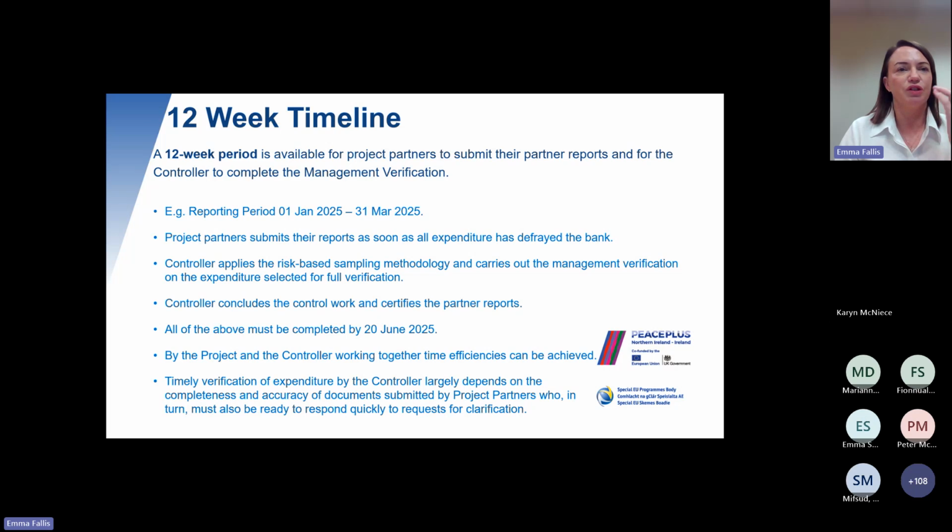So there's 12 weeks available there, but by the controller and the partner working together, there are time savings that could be achieved. So it's important to get into a good organised way of working with your controller to take any time savings that you can within that so that you get paid quicker. So timely verification of expenditure by the controller largely depends on the completeness and accuracy of documents submitted by the project partners, who in turn must also be ready to respond quickly to requests for clarification from the controller.